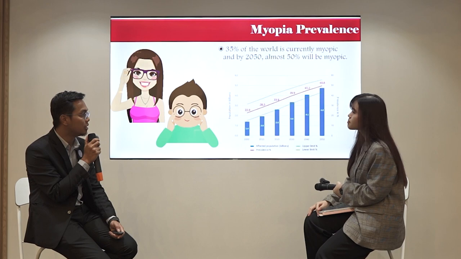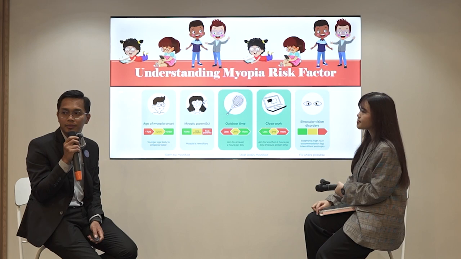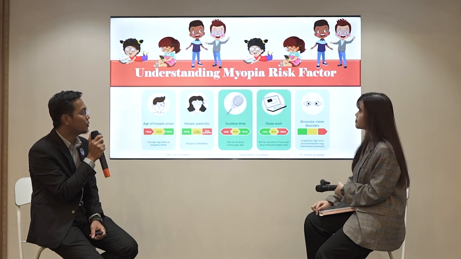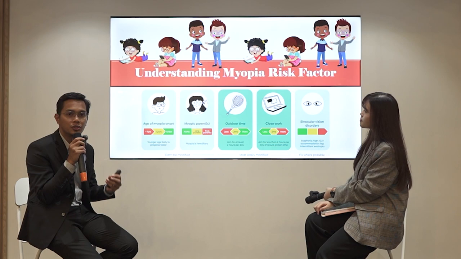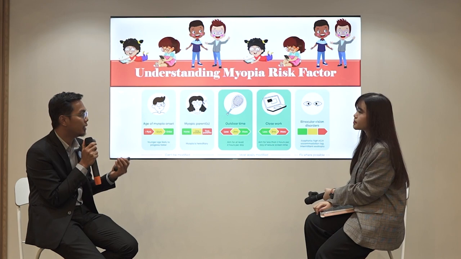Okay, so now we go to the risk factors. A risk factor is a factor that makes you more at risk of getting myopia or of getting faster progression. So the first is the age of myopia onset. Myopia onset is where it started. If you get myopia, if you get short-sighted at the age of below 9 years old, your power will progress faster.